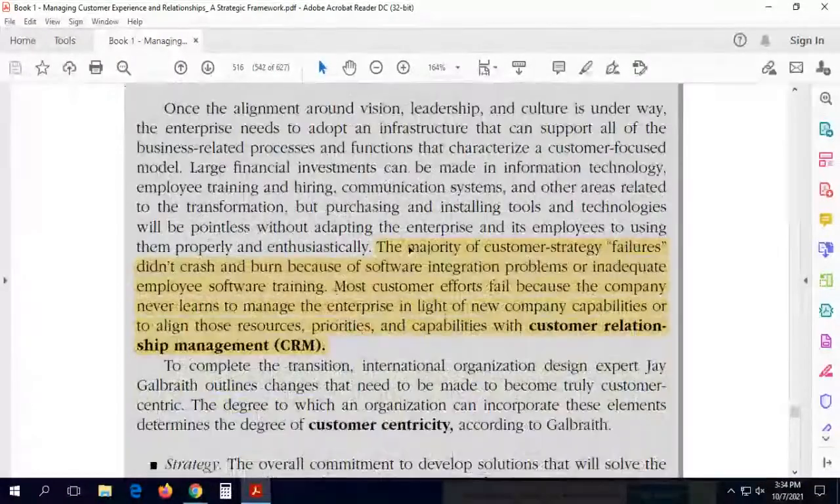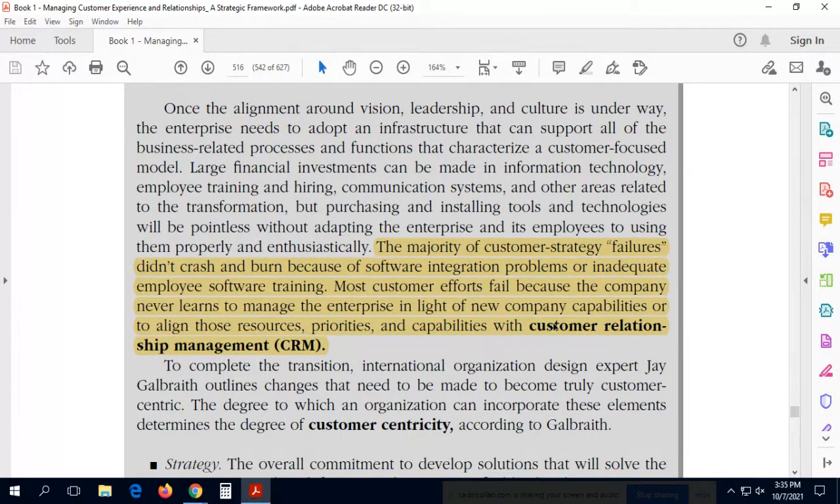customers. The majority of customer strategy failures did not crash and burn because of software integration problems or inadequate employee software training. So it is not majority of the customer strategy failures, not because of technology failure. Most customer efforts fail because the company never learns to manage the enterprise in light of new company capabilities, or to align those resources, priorities, and capabilities with customer relationship management.